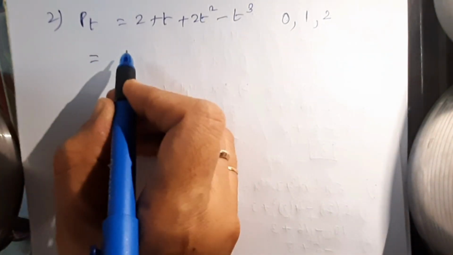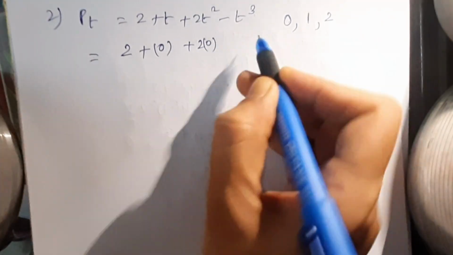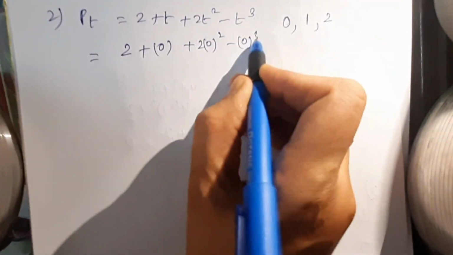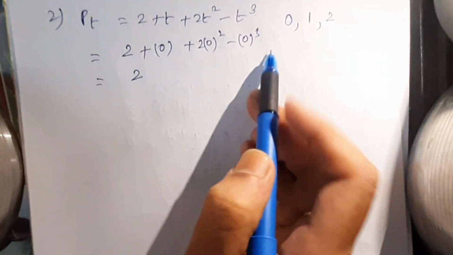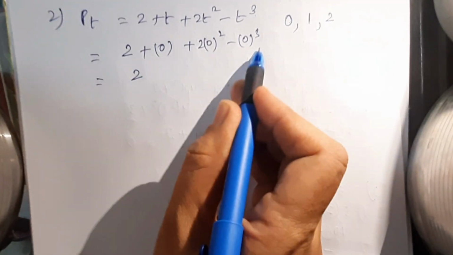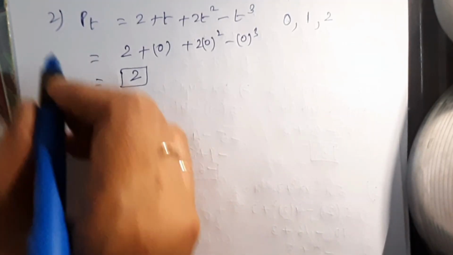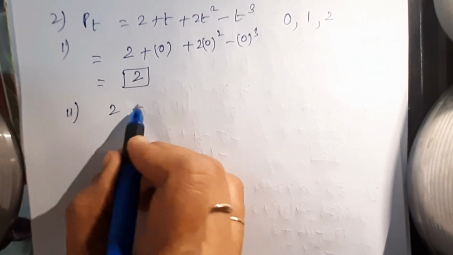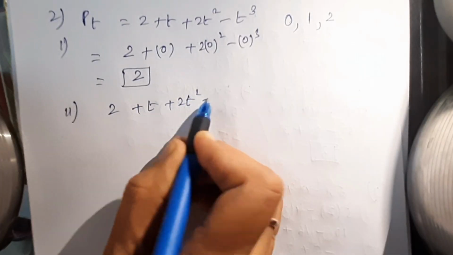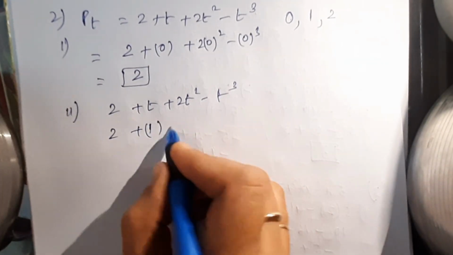So if we put 0 in place of t, the sums are quite easy, everyone can solve. Here 0 is having no value, so all the terms will become 0. Thus the value of the polynomial is 2. This is the first question. And the second sub question, where we need to replace t with 1. So replacing t with 1.